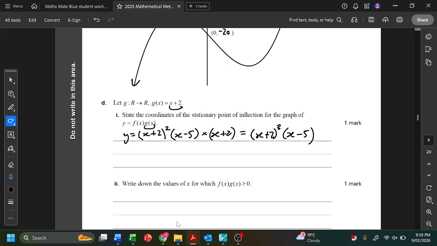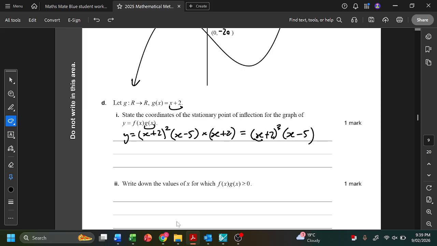One of them is still at -2, one of them's at 5. The only difference here is that now this is actually a quartic polynomial, because if I expand this out, you can see this leading term is going to be x cubed, and that's going to times by x to get an x to the power of 4 factor.